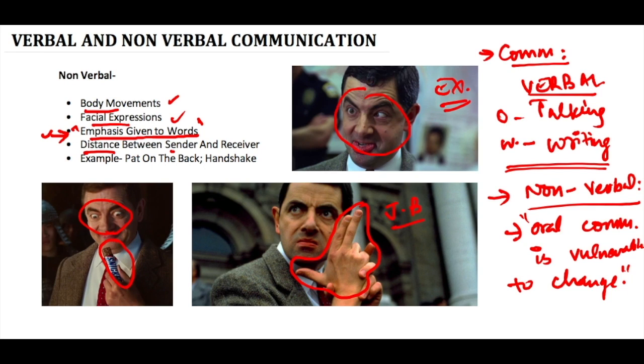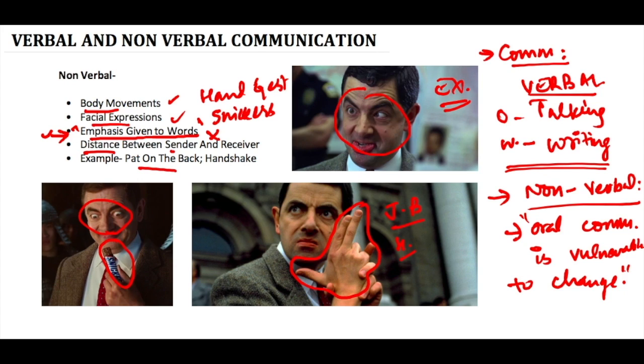So he's using different body movements. Hand gesture is a body movement here. He's using different facial expressions when he's thinking about Snickers. That is a facial expression that he's using. There is no emphasis given to words. He does not speak at all, but he's using body movements and facial expressions to communicate with the viewer. So that is the best non-verbal communication example that you can find.